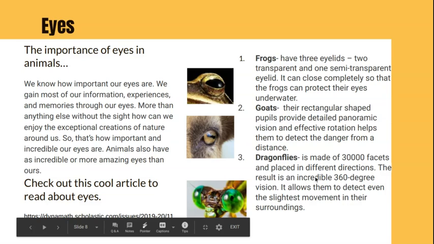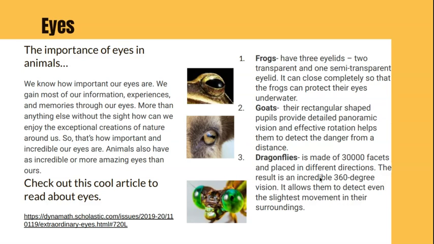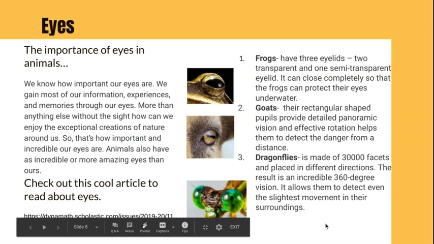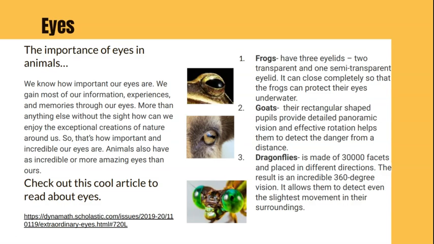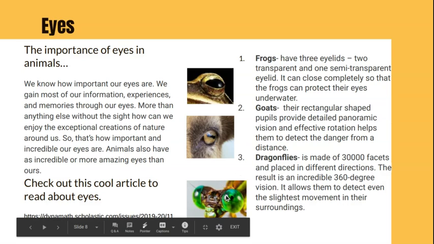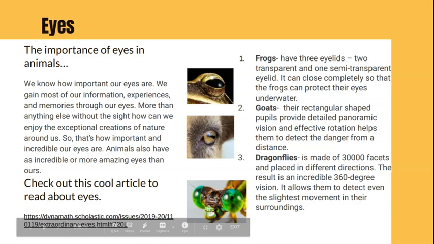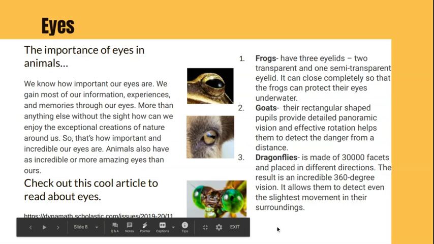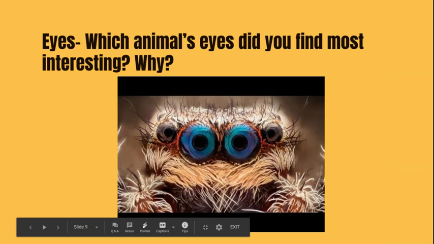Ooh, kinda weird, huh? The dragonfly's eye is made of 30,000 facets placed in different directions. The result is an incredible 360-degree vision. It allows them to detect even the slightest movement of their surroundings. So they can see above them, below them, from side to side. They can see the whole 360 degrees. That's way more than humans can ever see. So think about that next time you may see a dragonfly. Dragonflies like fly all over the place, right? Maybe it's because they can see everywhere. So they're always aware of their surroundings. I wish we had that.